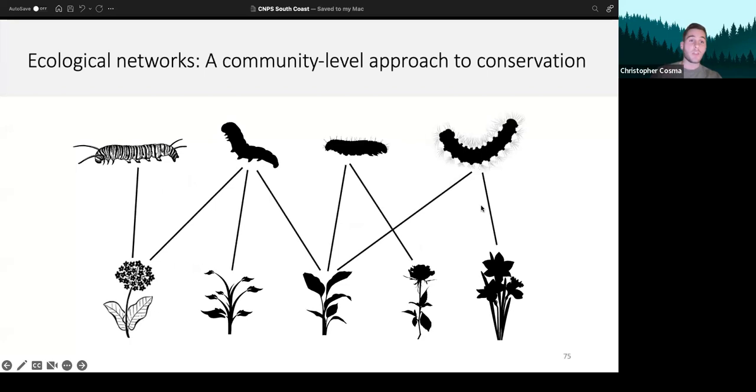One way we can do that is by using ecological networks. Ecological networks are the framework that I use in my research, and networks just describe the interactions between entire communities of interacting plants and insects. So we have maybe our host plants here on the bottom, each one representing a different species, connected to our Lepidoptera species here on the top.